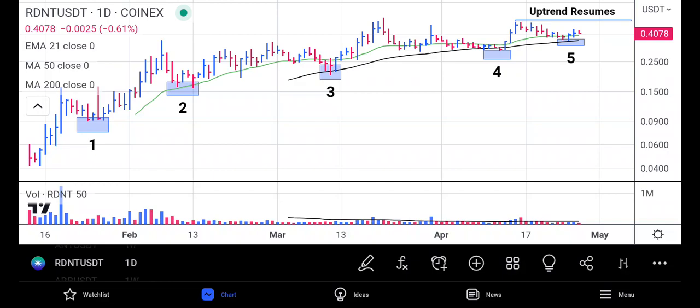On this chart, I will be analyzing Radiant Capital. Radiant Capital is a new project and it has been one of the best crypto for this year. It has been moving upward and upward since the beginning of its ICO, initial coin offering. Let me go into detail of this chart and you can see how you can trade Radiant and make profit from Radiant Capital.